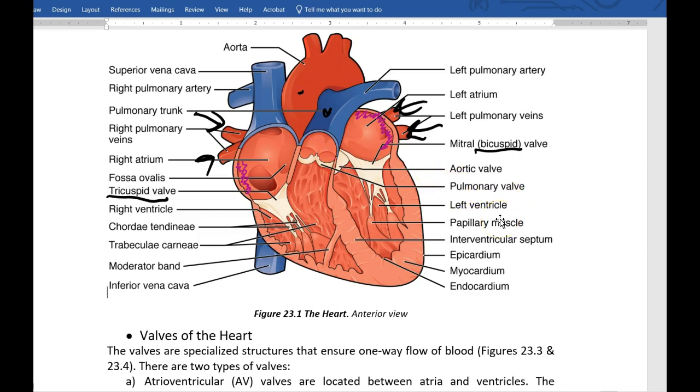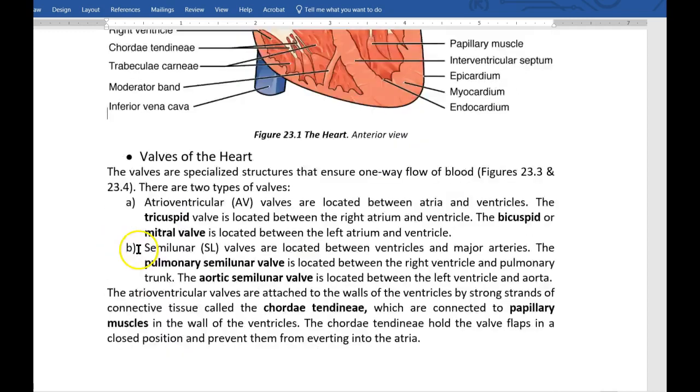Those close when the blood starts to flow back down this way, and the blood gets caught in those two valves. So if we ask you where the pulmonary valve is located or where the aortic valve is located, you say it's located in between the blood vessel and the ventricle that it's separating. So pulmonary valve between pulmonary trunk and right ventricle, aortic valve between aorta and left ventricle. So just keep that in mind.